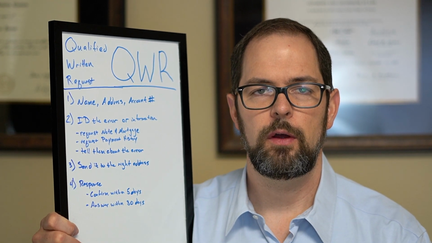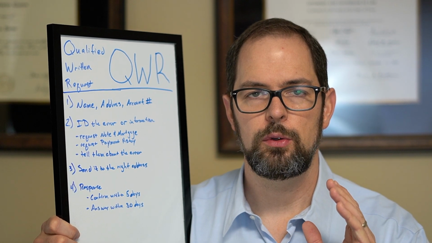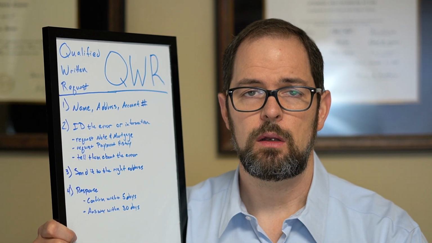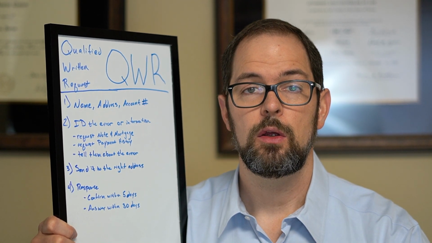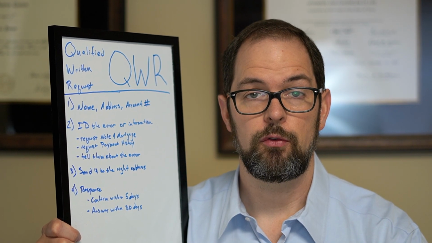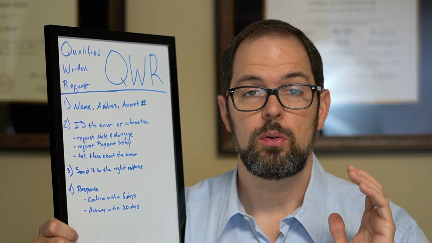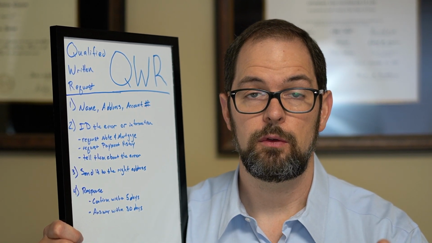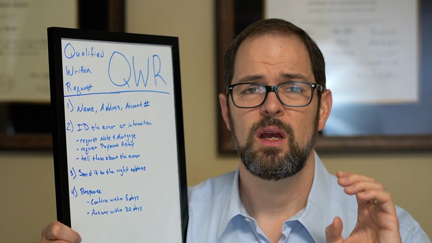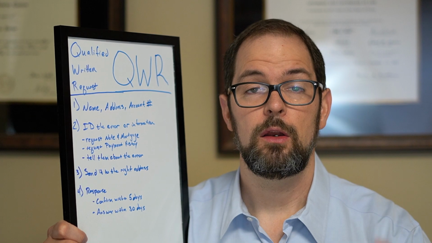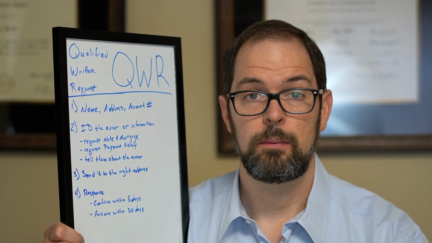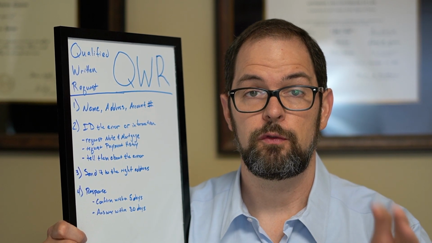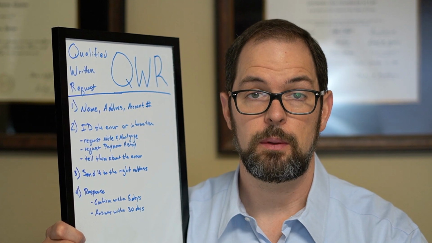Now, when you send a qualified written request, you need to include your name, and it's the name that the mortgage is in. If your name has changed since then, use the name that is on the mortgage itself. You need to put in your address and use the address of the property that is mortgaged. If you have a post office box, don't use that. Use the property address. And you need to include the mortgage account number. This will be essential for them to honor the request. They have to be able to find your account, and you have to make that easy for them.